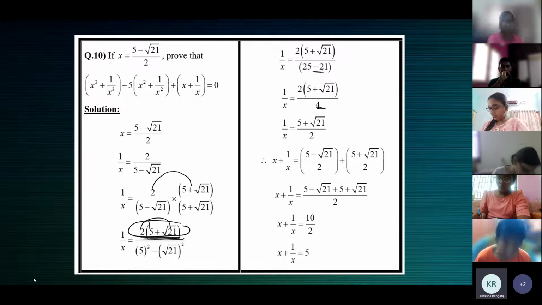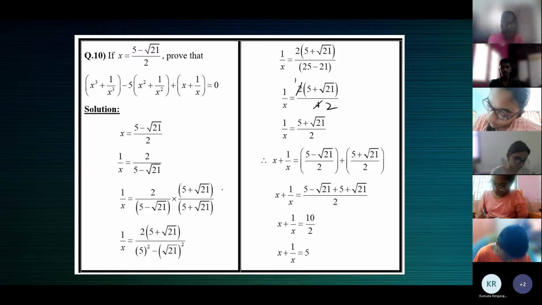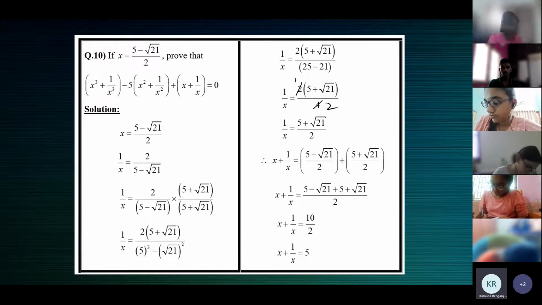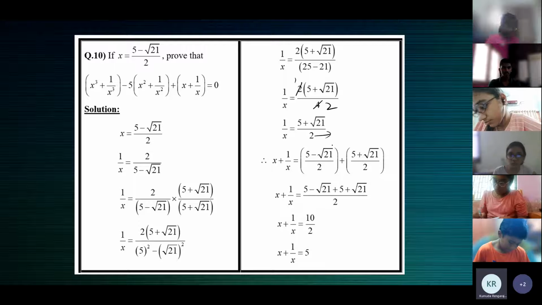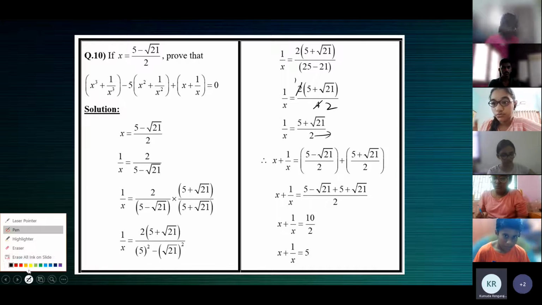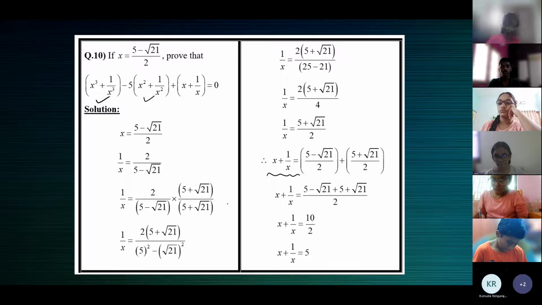Now you can cancel 2 and 4. You can simplify 2 and 4. So 1 by x is 5 plus root 21 by 2. The denominator is rational. Next, nowhere is it mentioned to find x plus 1 by x. You should know that to find x cube plus 1 by x cube, or x square plus 1 by x square, you need the value of x plus 1 by x. So we are finding what is x plus 1 by x.